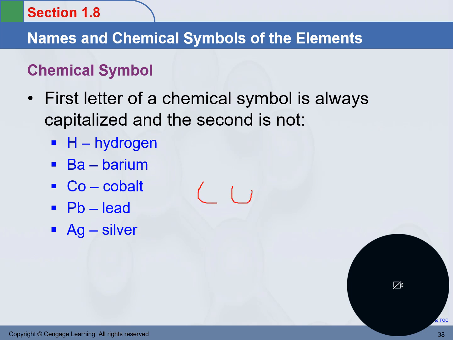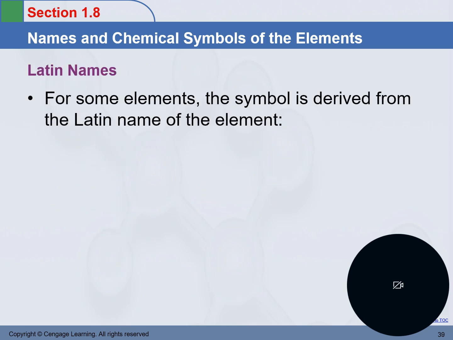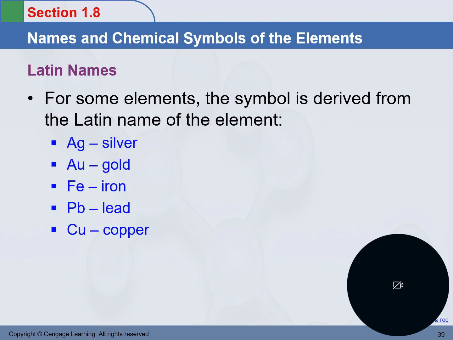Something like this. Pb comes from a Latin name, that's plumbum, but it's lead in our language. And Ag, again, a name from Latin, that is silver. This slide is just saying that some elements come from Latin names, some are named after scientists, some are named after colors. We get names from all over the place. So here are a few that have come from Latin origins.